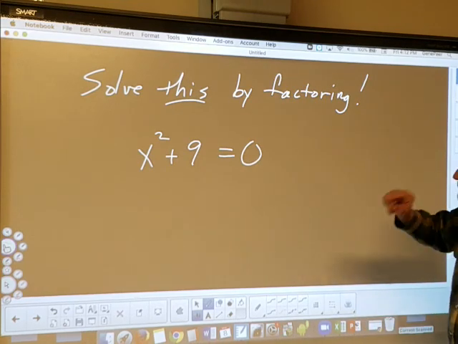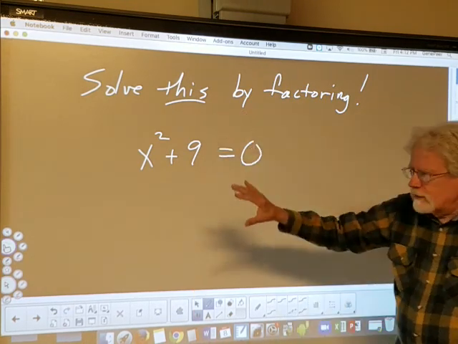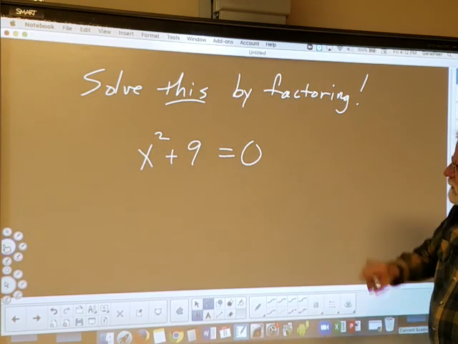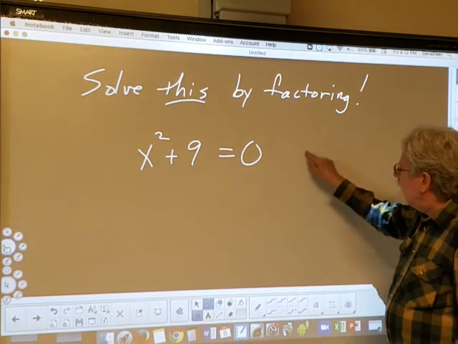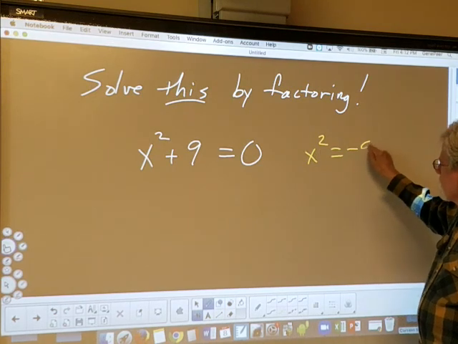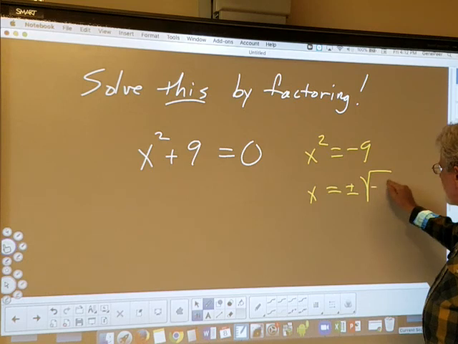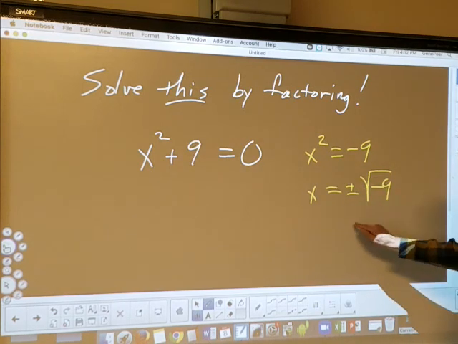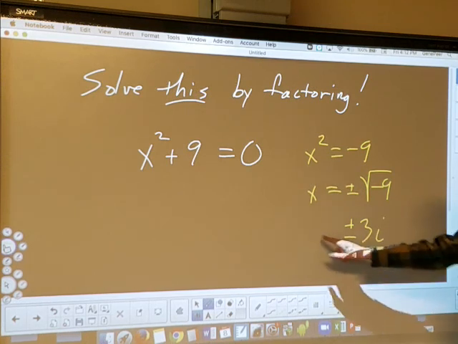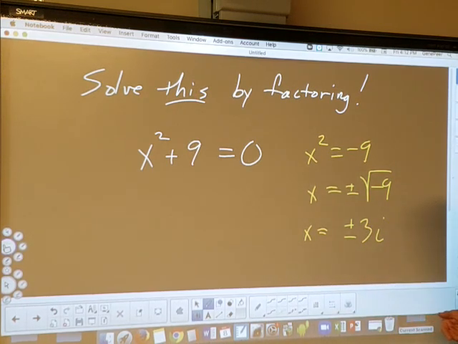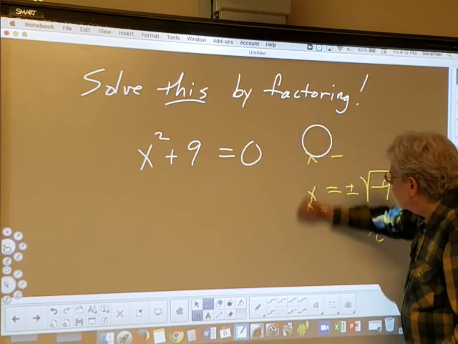I'm going to try this one. This is actually not in the book, at least not in this section of the book. Let's solve this by factoring. Yes, I know we could subtract 9 and take the square root, plus or minus the square root of negative 9. Pop the i out, and take the square root of 9, we get plus or minus 3i. Okay, two answers, positive 3i and negative 3i. All right, but let's do it by factoring.